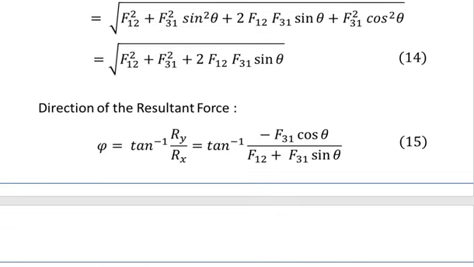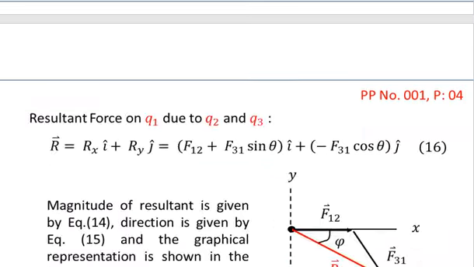So the magnitude is given by equation number 14 and the direction of the resultant is given by equation number 15. Let's find out the resultant in another way.